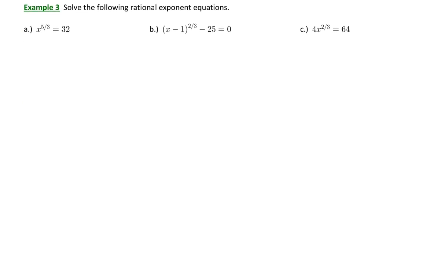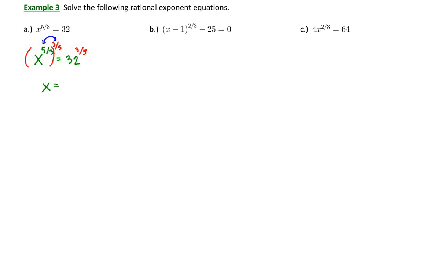Example 3, solve the following rational exponent equations. So in our first example, the term that contains the rational exponent is already isolated. So my first step is to eliminate that exponent. So I want to raise both sides to the reciprocal of the fraction in the exponent. I've got a 5/3 up there, so I'm going to flip it over and call it 3/5. So I'm raising both sides to the 3/5. Remember, we're doing the same operation to both sides. Then in the situation that you have successive powers, remember we multiply the powers. 5/3 times 3/5 is 1. So we end up with x to the first power.